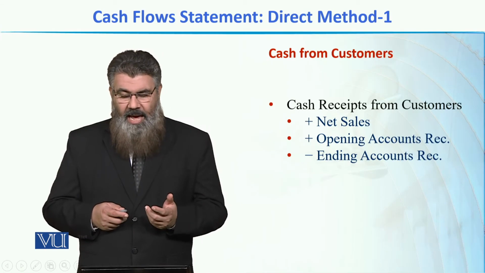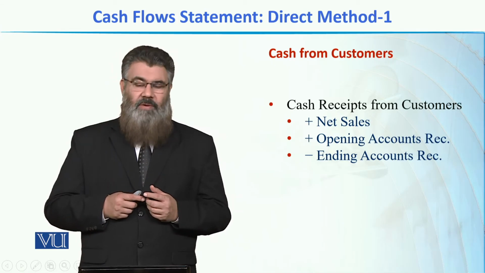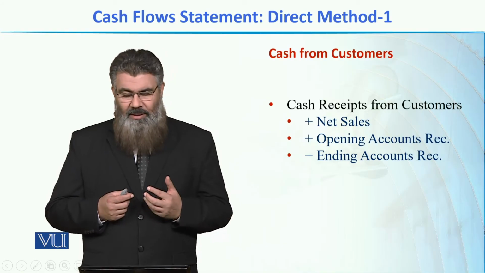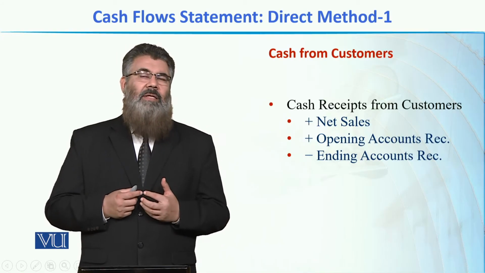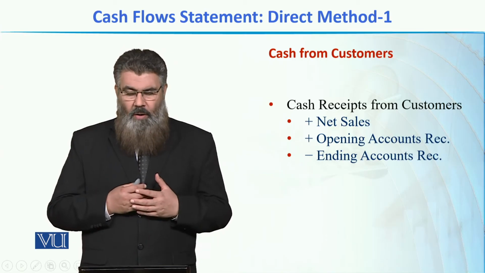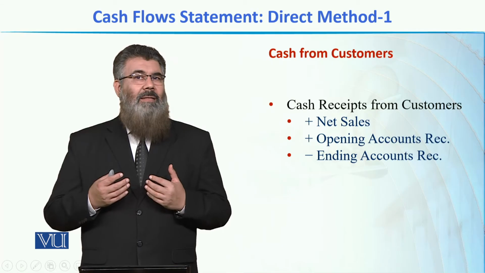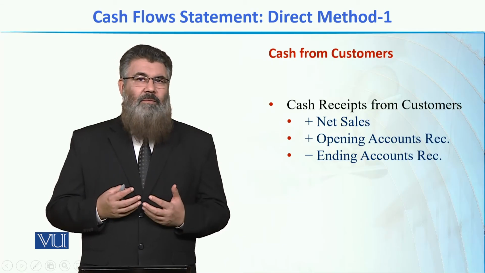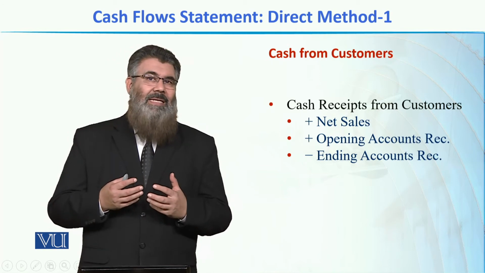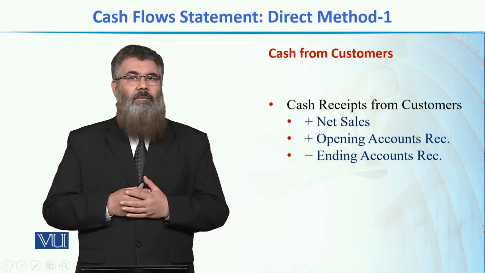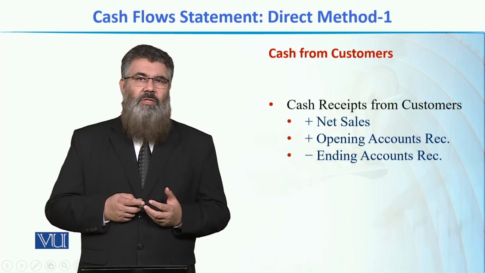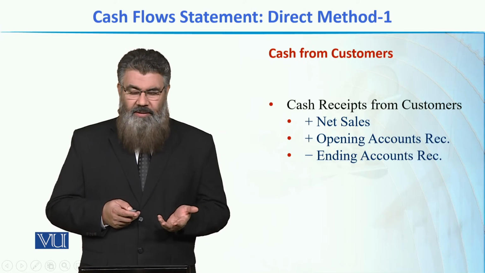How do we calculate it? We simply add the opening balance of accounts receivable to our net sales value and we deduct the ending balance, that is the balance on the last day of the accounting period of accounts receivable, and the answer that we get is actually the cash that we have collected in this accounting period from our customers. So this is the first point of calculations in the operating activity.